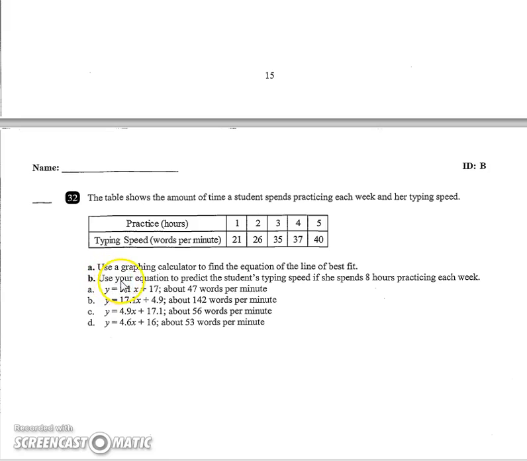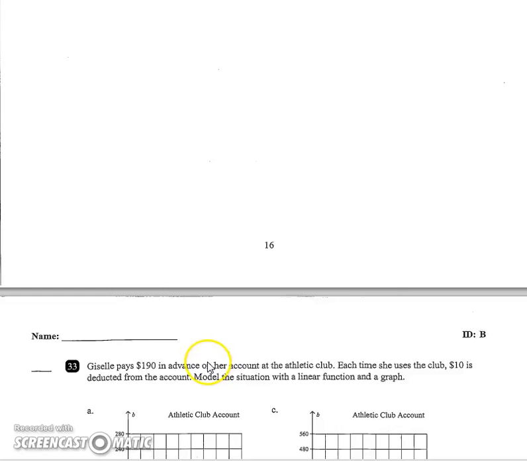Once you get your equation of the line of best fit, you will then have to go back into your graphing feature, type your equation in, and call up the table. Control T will help you determine and make this prediction.